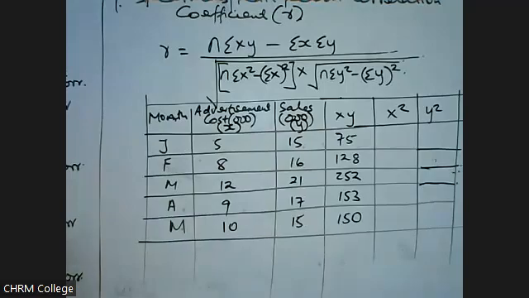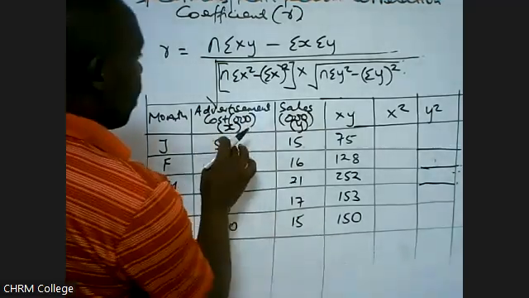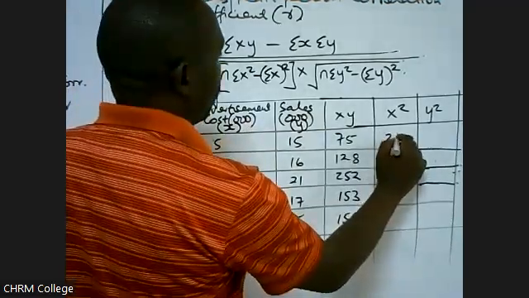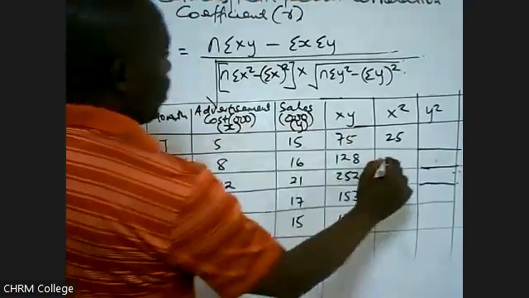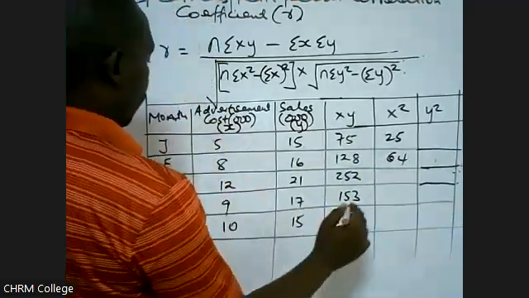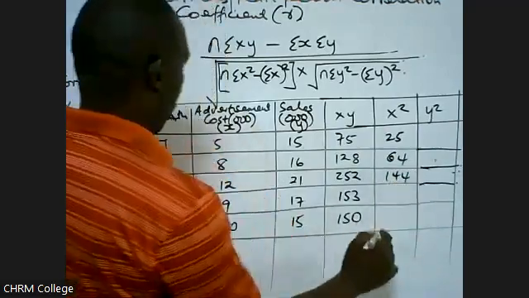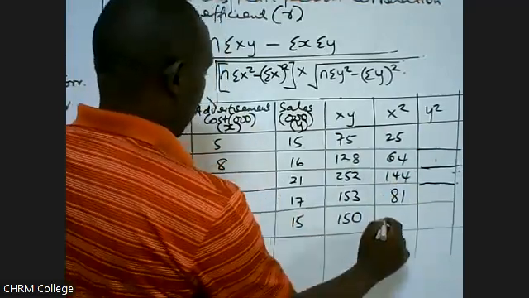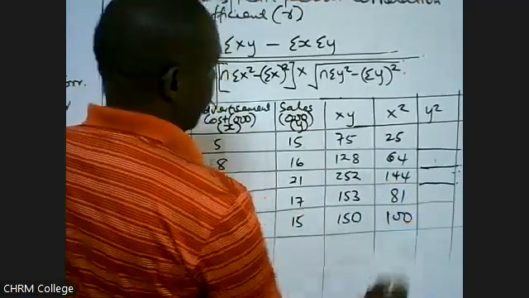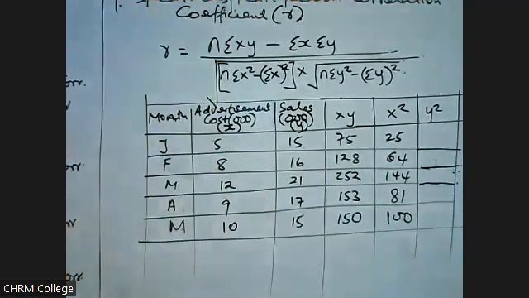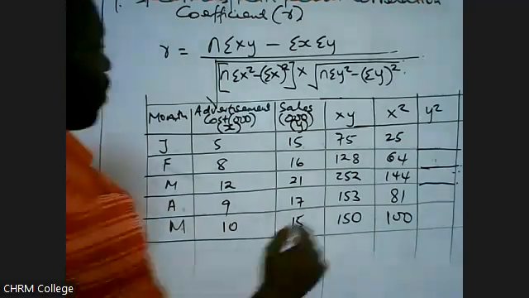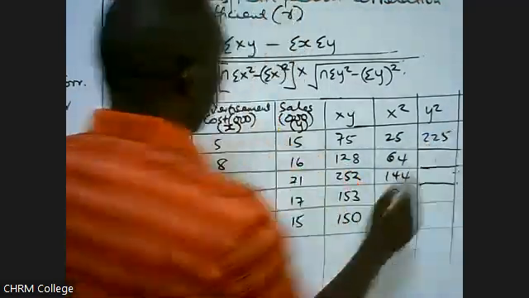For the x squared, you square the x values. 5 squared is 25. 8 squared is 64. 12 squared is 144. 9 squared is 81. 10 squared is 100. Y squared, you simply square the y values, which is 225.